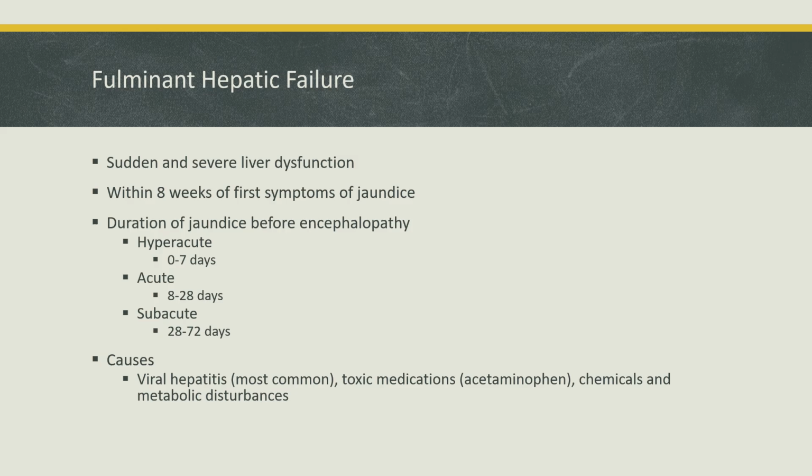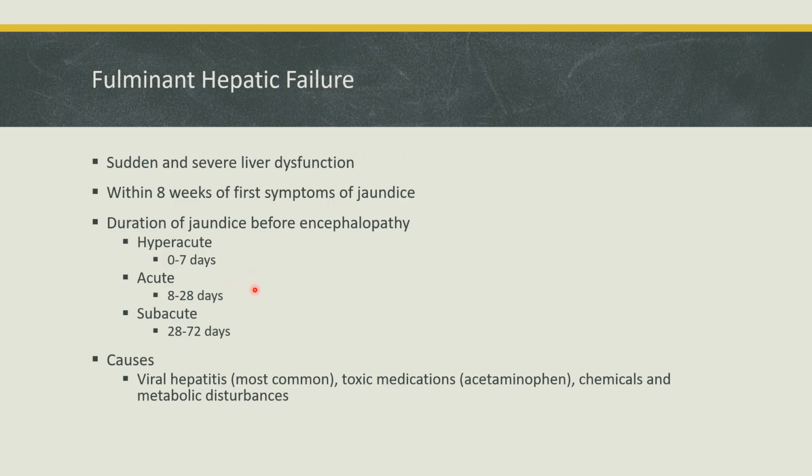Hepatic failure. So this is also known as like a liver shock. So this is when we have a sudden and severe liver dysfunction. Generally, it can be within 8 weeks of our first symptoms of jaundice, or we can have this in patients who are super hypotensive, they're in hypovolemic shock, they have cardiogenic shock, they have a distributive shock, right? Any shocky patient can also result in liver shock.